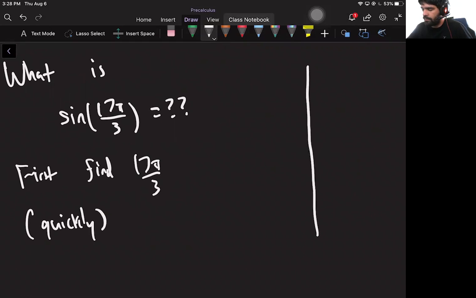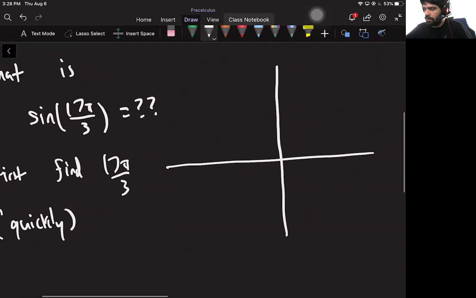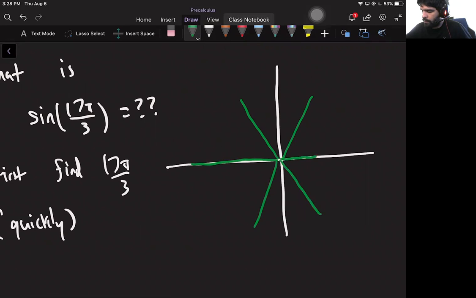And how do you do it quickly? You do this trick where we cut the top and the bottom into thirds. So in this case, 1, 2, 3 on the top, and 1, 2, 3 on the bottom. And then very quickly, I can find 17 pi over 3 by just counting around. So this is 1 pi over 3. This is 2 pi over 3. And that's kind of slow to do it like this. 3 pi over 3, 4 pi over 3. These are the first ones. But 17 pi over 3, that just means keep going.